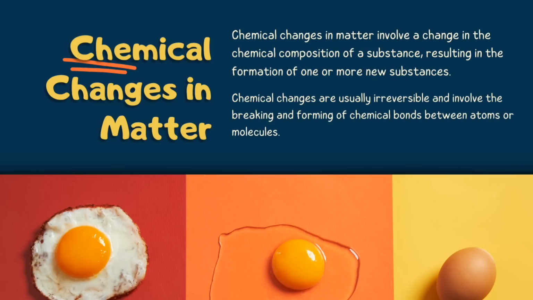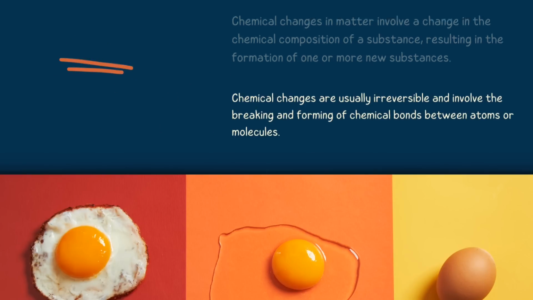Chemical changes are usually irreversible. When we say irreversible, for example, from solid it became liquid or gas, it will not go back to its former state. Unlike in our physical change examples a while ago, where a solid that became liquid can still become solid again. So, chemical changes are usually irreversible and involve the breaking and forming of chemical bonds between atoms or molecules.